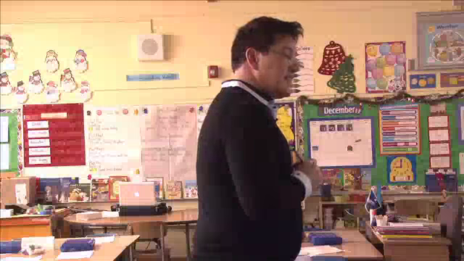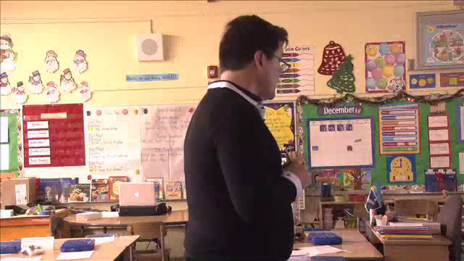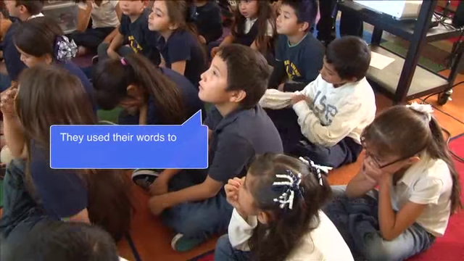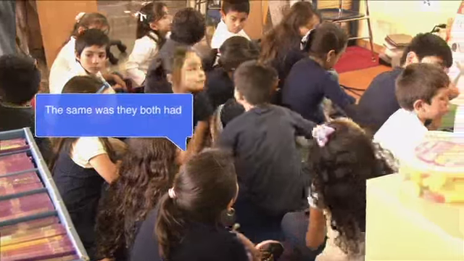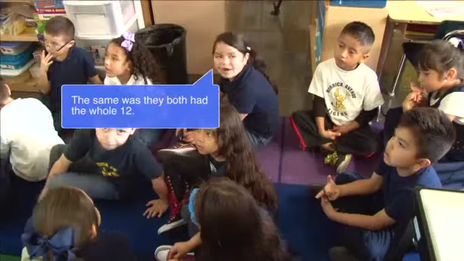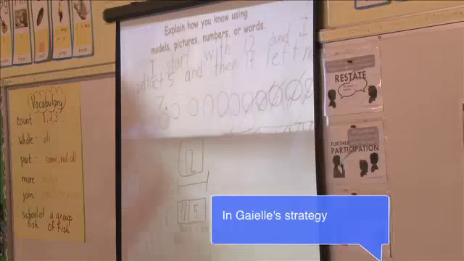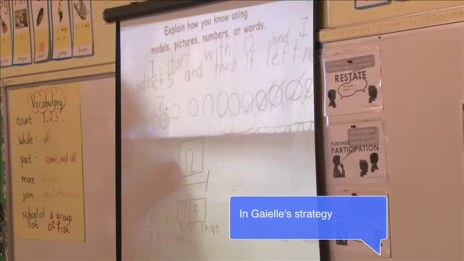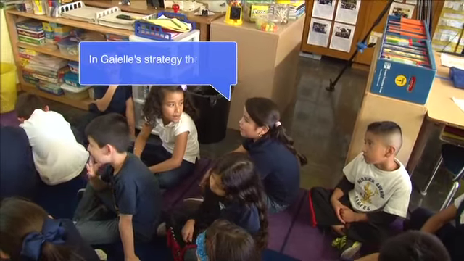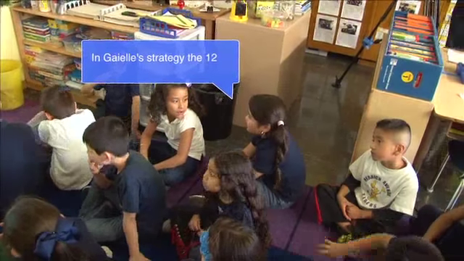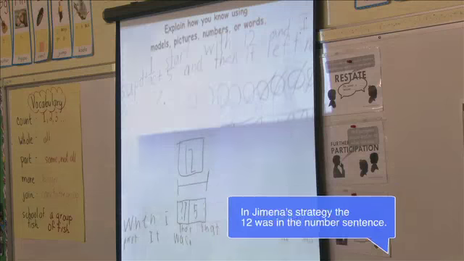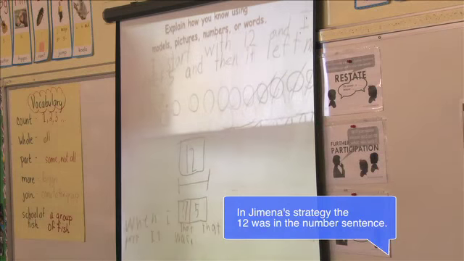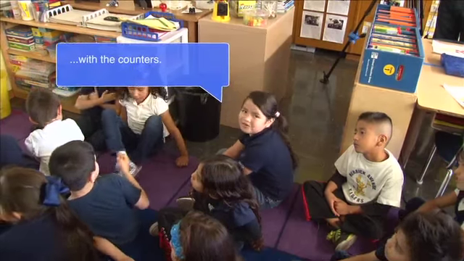Can someone share what was the same about Jimena's and Gael's strategies? They use the words to explain the math. The same was they both had the whole 12. They both have the whole 12. In Gael's strategy, the 12, the whole, was in the part whole. And in Jimena's strategy? In Jimena's strategy, the 12 was in the number sentence. In the number sentence and with the? With the counters. With the counters.